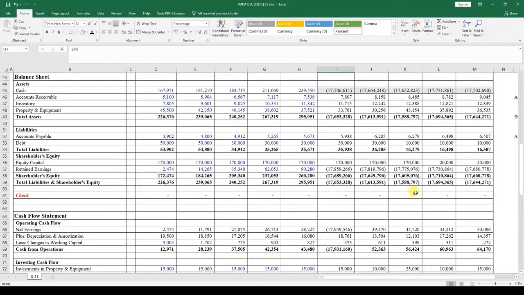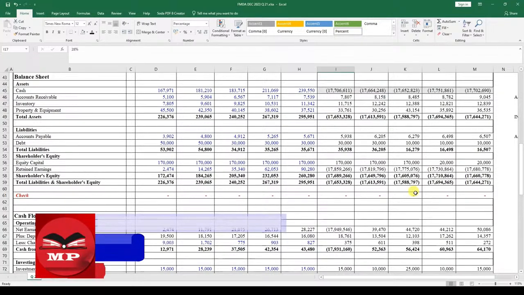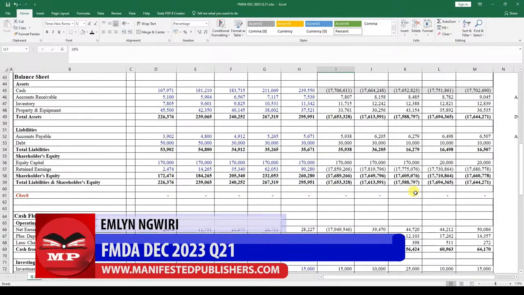So this issue or this idea of cooking figures cannot arise because Excel is truthful, and being a true financial analyst means that you need to know how to model all of the three statements: the income statement, the balance sheet, statement of cash flows, very well.